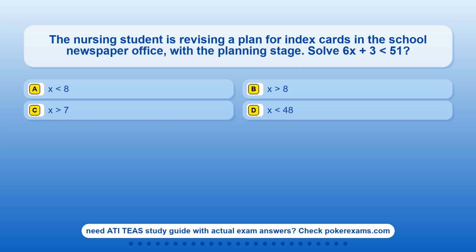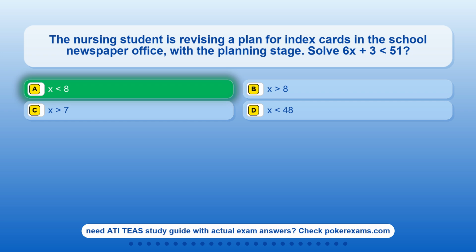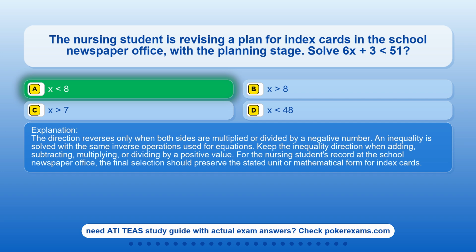Option B, x greater than 8. Option C, x greater than 7. Option D, x less than 48. The correct answer is option A, x less than 8. The direction reverses only when both sides are multiplied or divided by a negative number. An inequality is solved with the same inverse operations used for equations. Keep the inequality direction when adding, subtracting, multiplying, or dividing by a positive value.